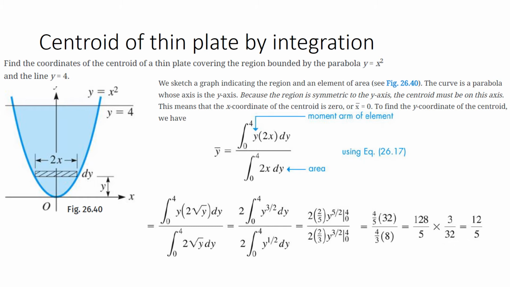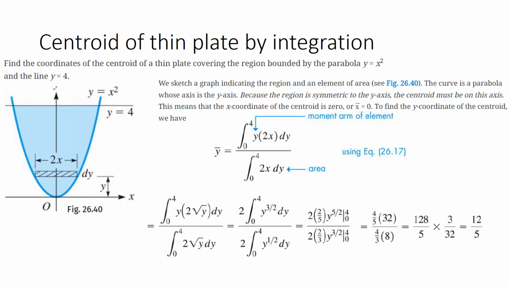So let's imagine that we've got a plate of material, let's say aluminum, and we're cutting it in the shape shown in the graph here, this light blue color. And I want to find the center of mass of this plate because I want to be able to balance it and find out where the center of mass is.